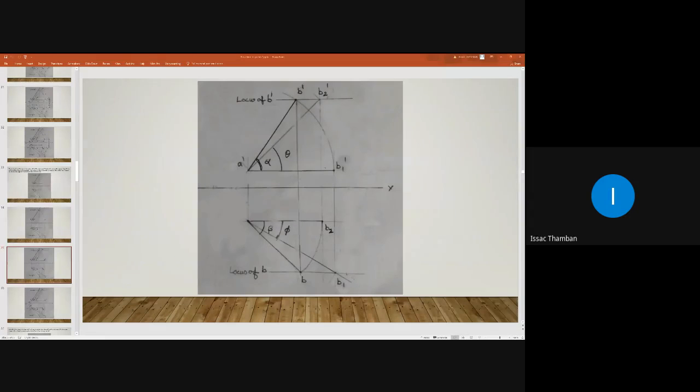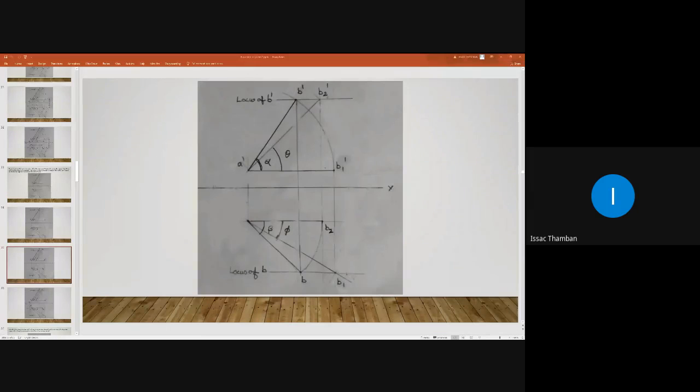Lakshmi. Yes, sir. What is the value of theta? 40 degree. Saurav. Yes, sir. What is the length you obtain? That is length of A dash B2 dash. 55 mm. Susan Varghese. Yes, sir. Have you got these values? Yes, sir. Okay.